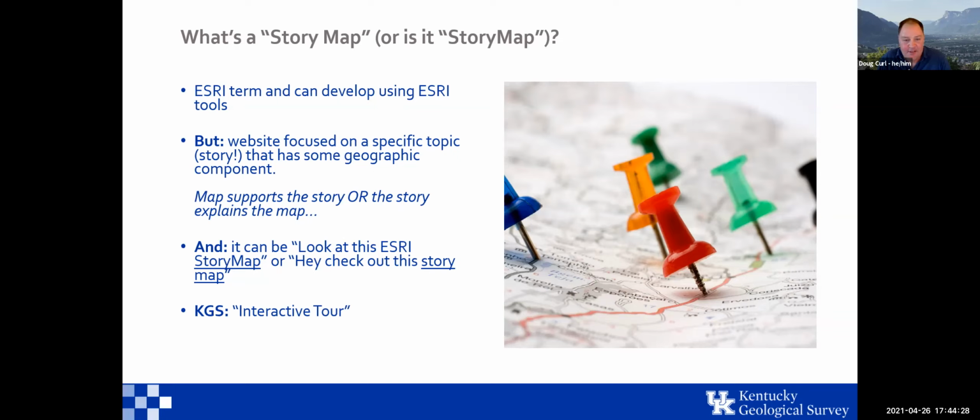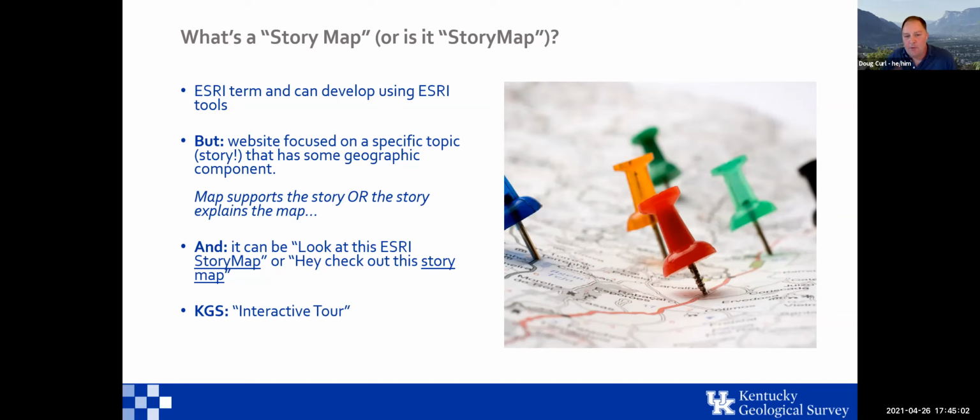And I think it's fantastic. It's really caught on. The tools were pretty, in my opinion, a little difficult to use early on, but now they've gotten so much easier, and you can make a story map pretty quickly, and I'll do that actually today. But essentially a story map, just to define it, my definition is it's a website focused on a specific topic or a story that has some geographic component.